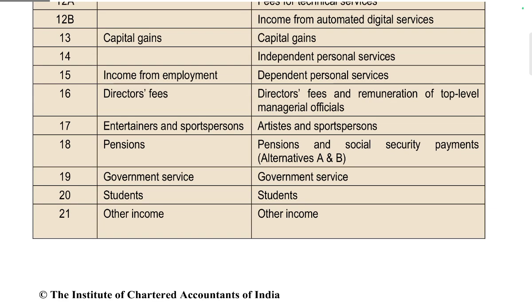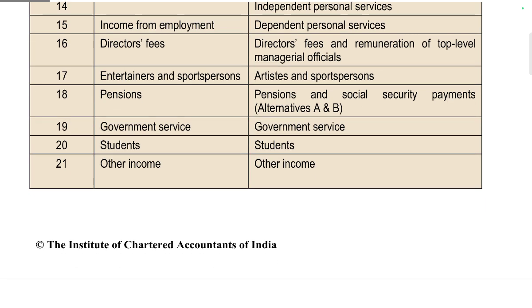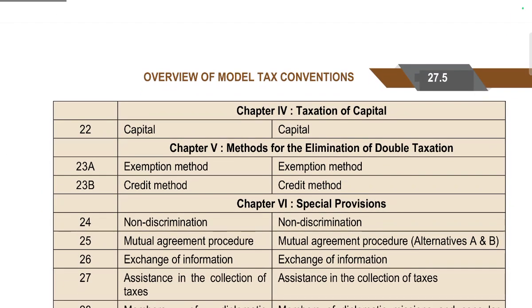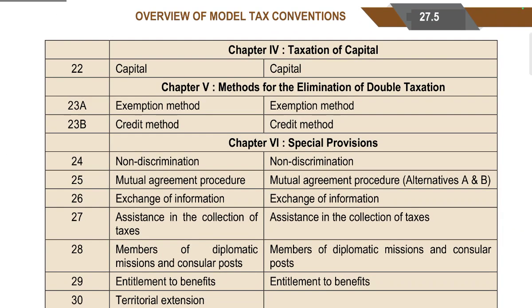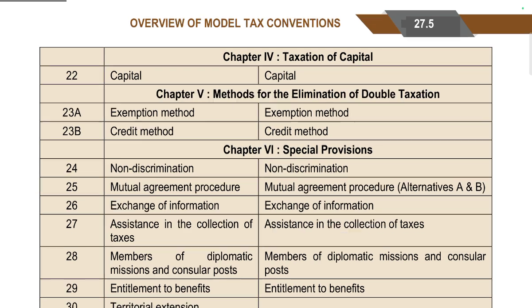Article 17, artistes and sportspersons; Article 18, pensions and social security payments; Article 19, government service; Article 20, students; Article 21, other income. Chapter 5, taxation of capital: Article 22, capital. Chapter 5 also covers methods for elimination of double taxation.